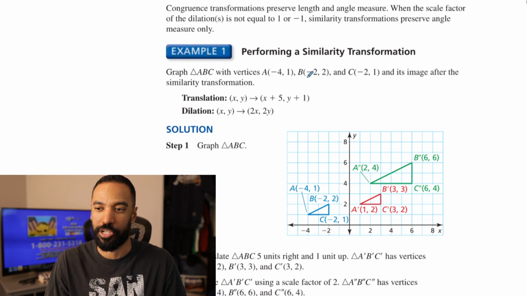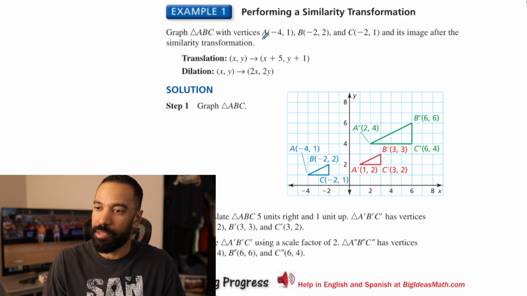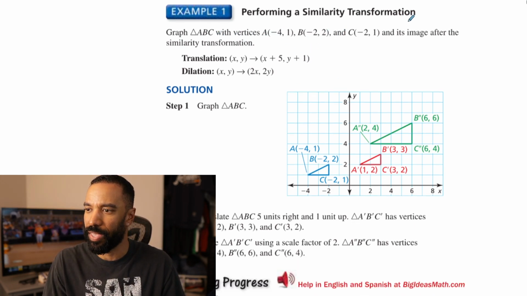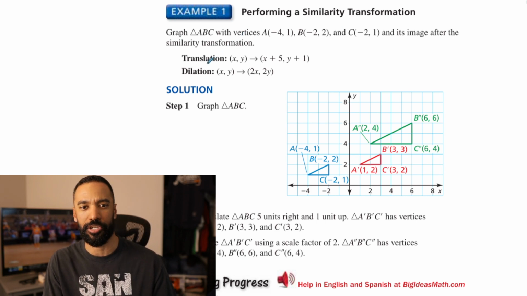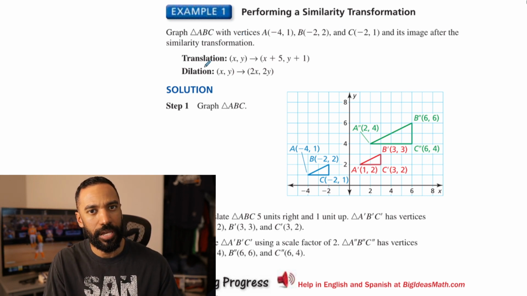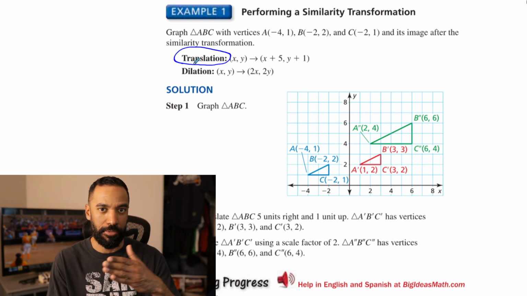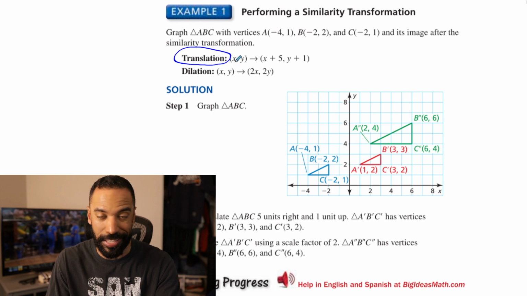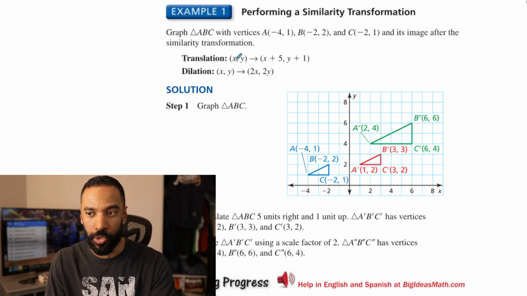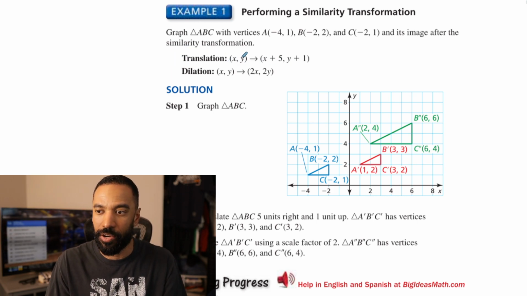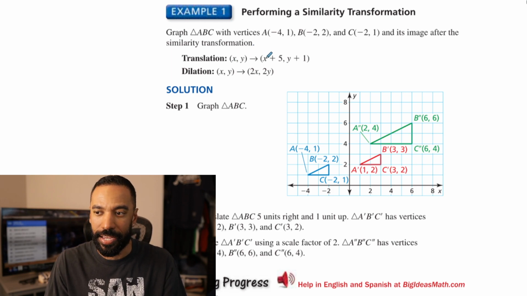Performing a similarity transformation. Graph triangle ABC with vertices here and its image after the similarity transformation. So here they're going to give you rules. And I just said this is one of the transformation rules, a translation, where you move objects. I'm not going to talk a long time teaching this. I'm just going to show you what they do. They take your x's and add 5 to them. They take your y's and add 1 to them.